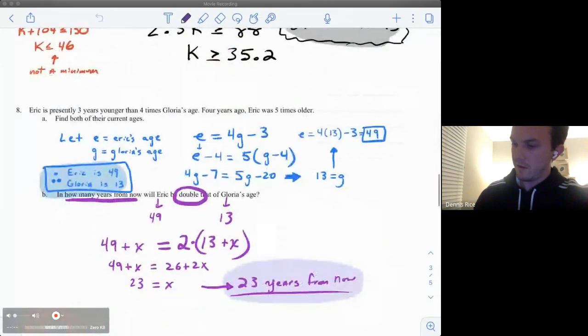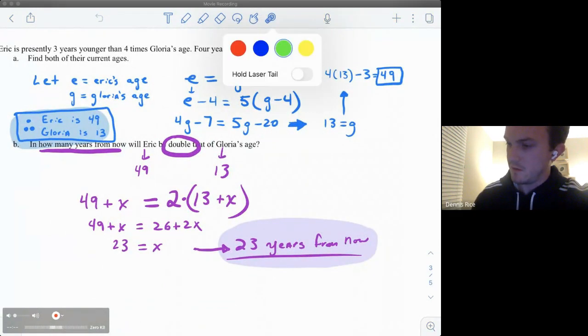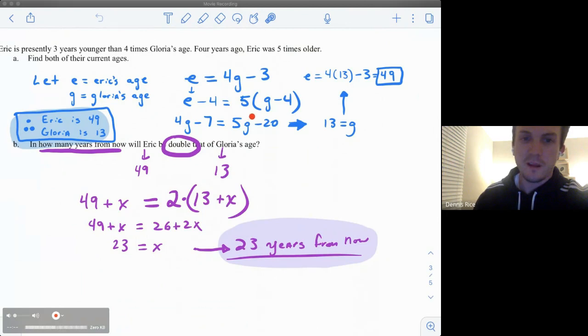That was like the one with Eric and Gloria. So the number one mistake with this is people forgetting the parentheses here. When it's talking about the past, or if it said the future, you would be adding 4 years. But in this case, it's talking about the past. We want to put parentheses.